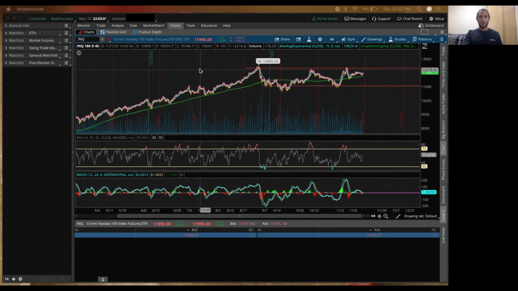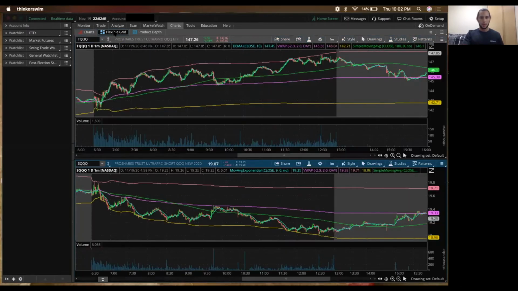So now we're going to look at the inverse part of the ETF. I'm going to go to the flex grid right here, and you can see there's TQQQ and SQQQ, which are the inverse ETFs of each other. And you can see that they're basically mirror images of each other right here. When one's going up, the other one's going down. I'll give you guys a second so you can really look at these patterns and see how they're making the exact opposite of each other.